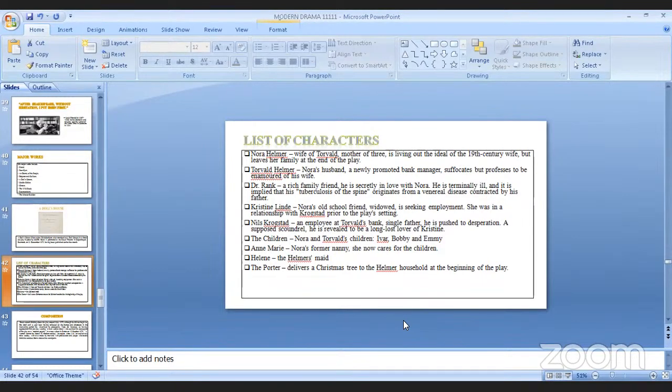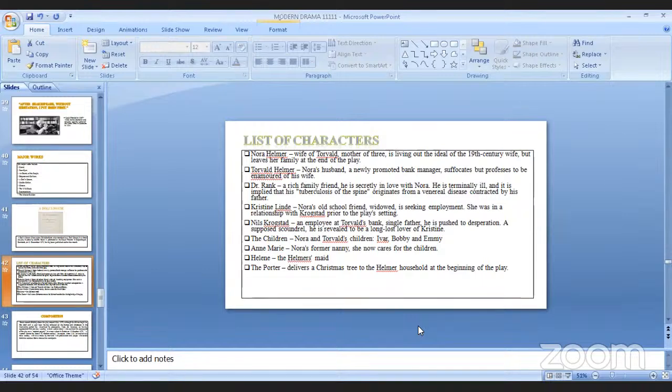Dr. Rank, a rich family friend, is secretly in love with Nora. He is terminally ill, and it is implied that his tuberculosis of the spine originates from a venereal disease contracted by his father. Christine Linde, Nora's old school friend, widowed, is seeking employment. She was in a relationship with Krogstad prior to the play's setting. Nils Krogstad, an employee at Torvald's bank, a single father, is pushed to desperation. A supposed scoundrel, he is revealed to be a lost lover of Christine.